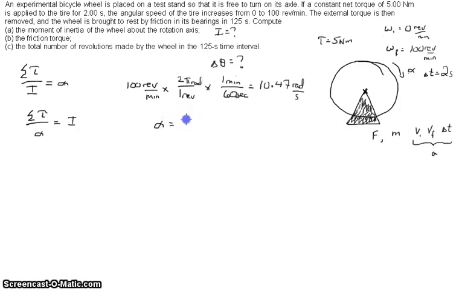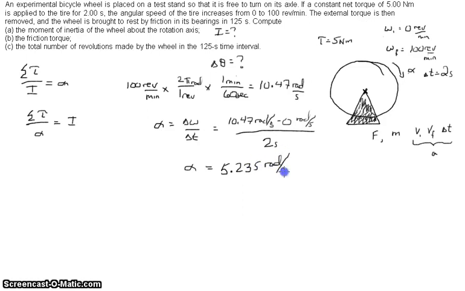So we know the angular acceleration is the change in angular speed divided by the change in time. We're going to have the final velocity be 10.47 radians per second minus 0 radians per second, all divided by 2 seconds. Alright, when we solve for the angular acceleration, we get 5.235 radians per second squared.